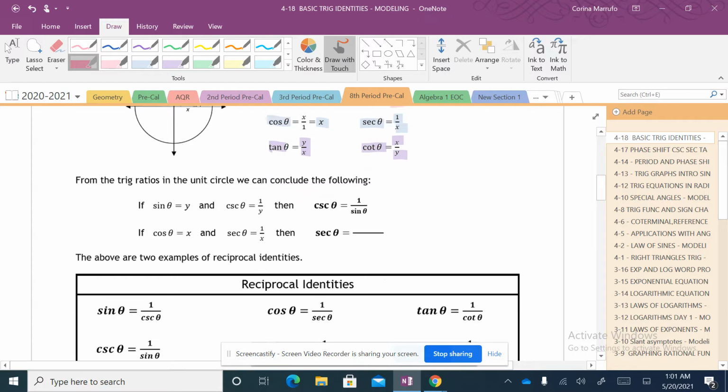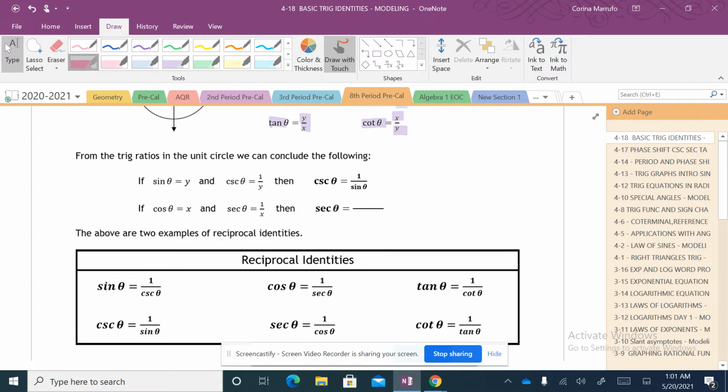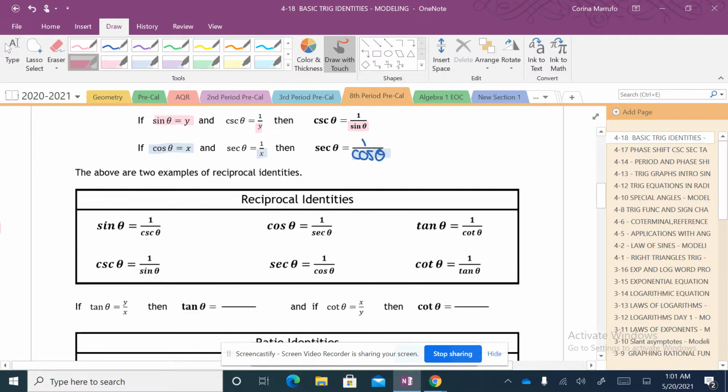But as we know from the trig ratios, if we know that sine of theta is equal to y, then instead of y, we're going to plug in sine of theta. So cosecant is equal to 1 over sine of theta. For cosine, since cosine of theta is equal to x, then here instead of x, we're going to plug in cosine. So secant of theta is equal to 1 over cosine of theta. Okay. So those are the reciprocal identities.